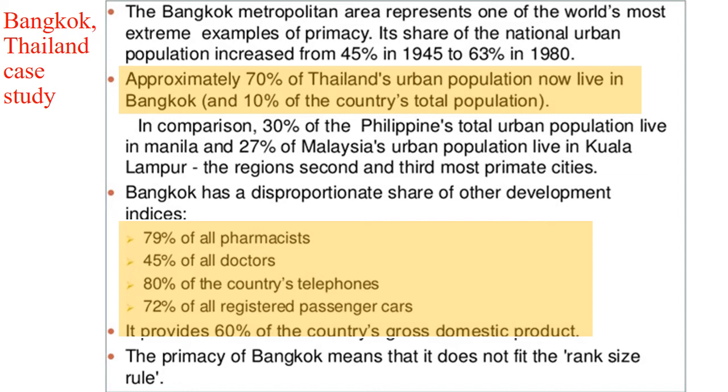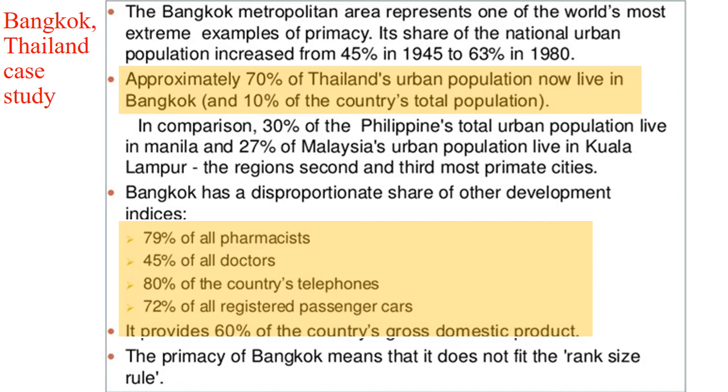Bangkok has a disproportionate share of other development indices, such as 79% of all the pharmacists in Thailand, 45% of all doctors, 80% of the country's telephones, 72% of all registered passenger cars, basically. And it accounts for 60% of the country's GDP, all right?